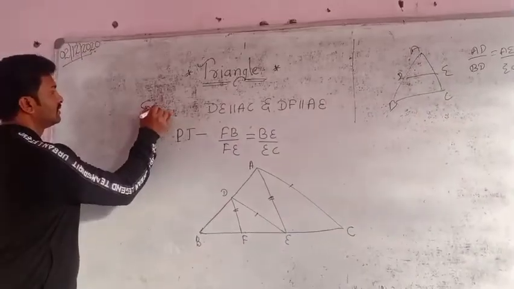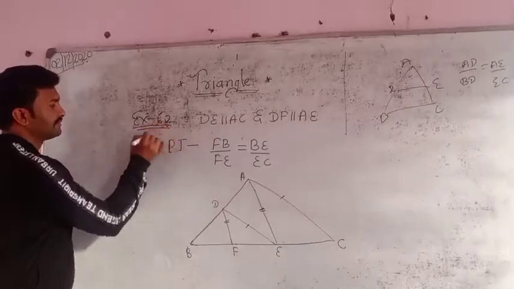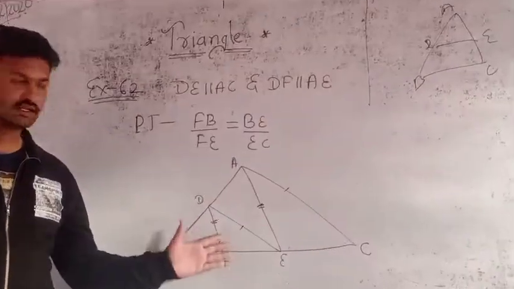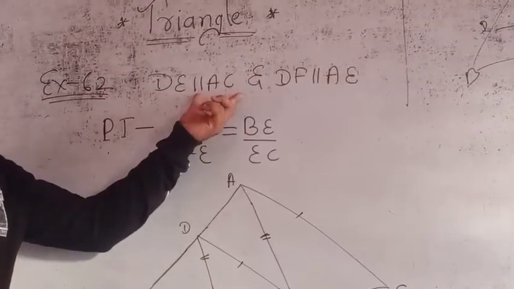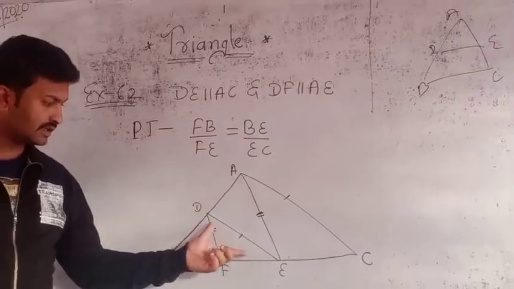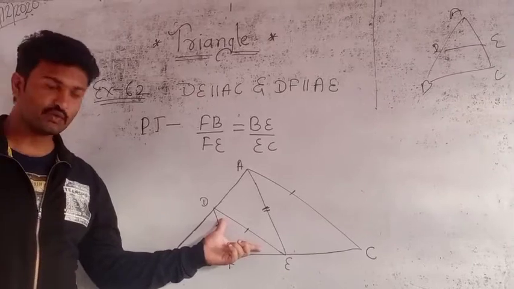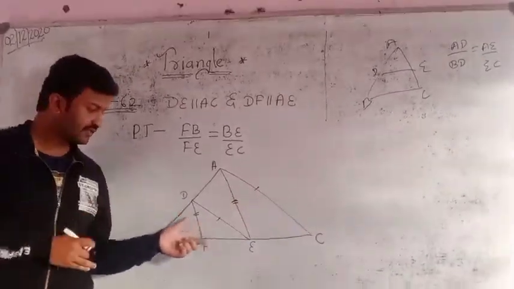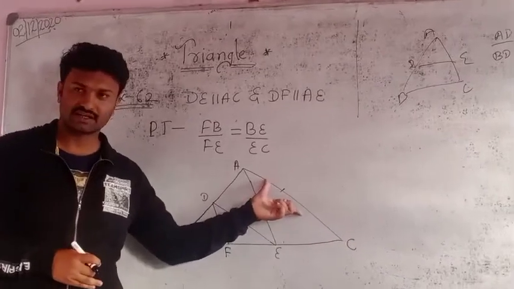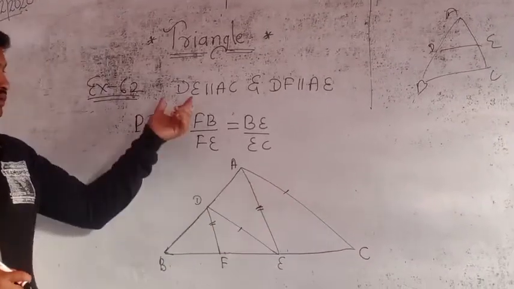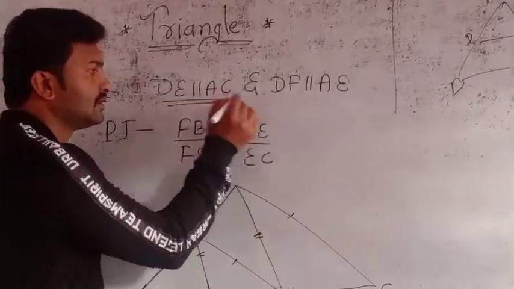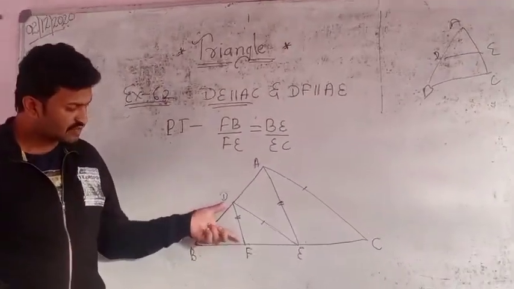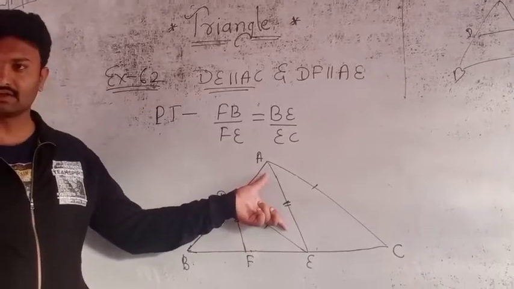Okay. Next problem. We have in this figure, DE is parallel to AC. This DE is parallel to which one? AC. Okay. DE is parallel to this one, this side. And one more, DF is parallel to AE. Where is it? This one is parallel to this side.